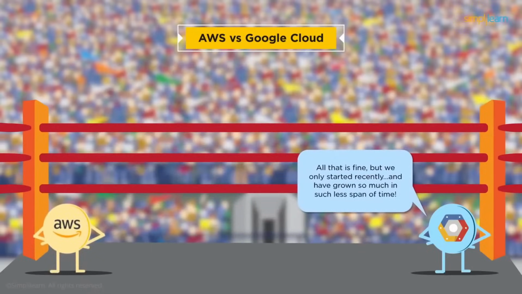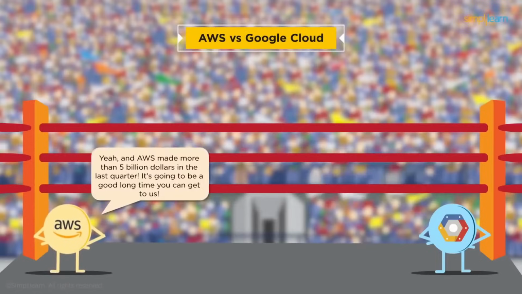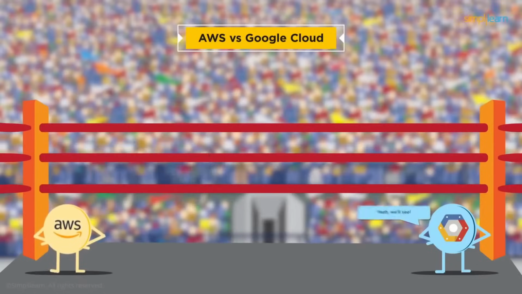Wait. All that is fine, but we only started a few years back and have already grown so much in such a short span of time. Haven't you heard the latest news? Our revenue is already $1 billion per quarter. Wait for a few more years and the world shall see. And AWS makes $5.3 billion per quarter. It's going to take a good long time before you can even get close to us. Yes, we'll see.